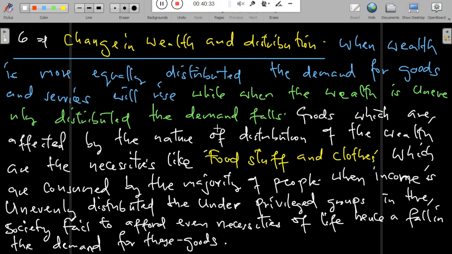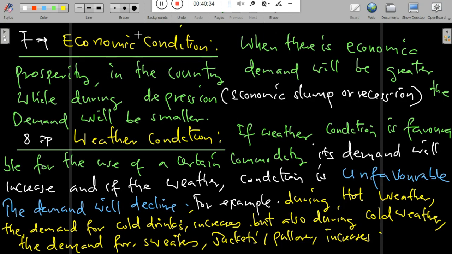But also the economic condition. When there is economic prosperity in the country, demand will be greater.